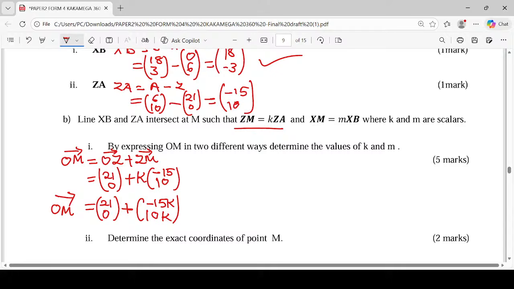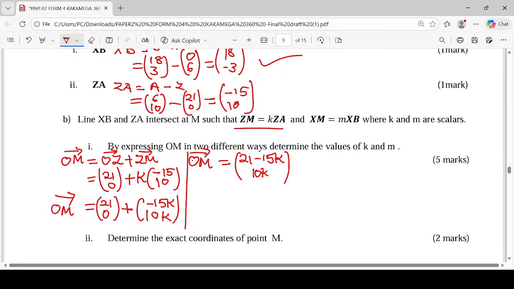When you look at it well, OM can now be written this way: 21 plus negative 15K, that will just remain as 21 minus 15K. Then 0 plus 10K, this will just be 10K. So that is OM, the first way.